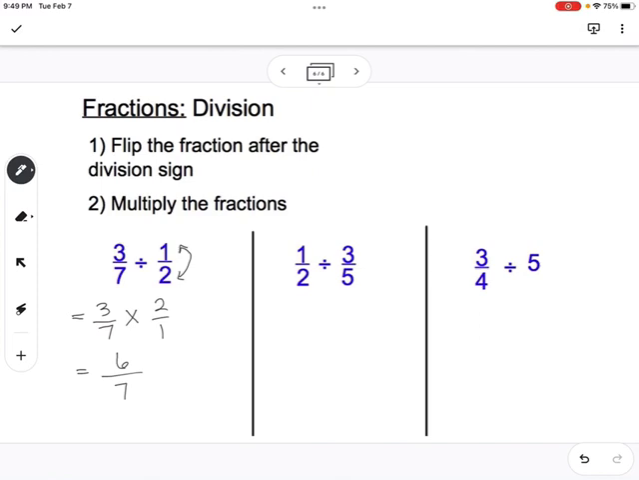Next question, we have 1 over 2 divided by 3 over 5. Again, keep the first fraction the same, change it to multiplying, and flip the second fraction. So that one will become 5 over 3. Now we multiply the numerators, 1 times 5, which is 5, and multiply the denominators, 2 times 3, which is 6.